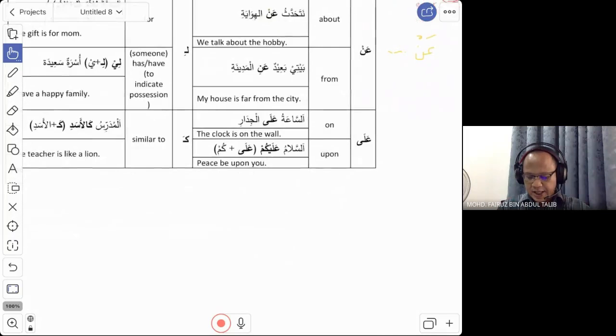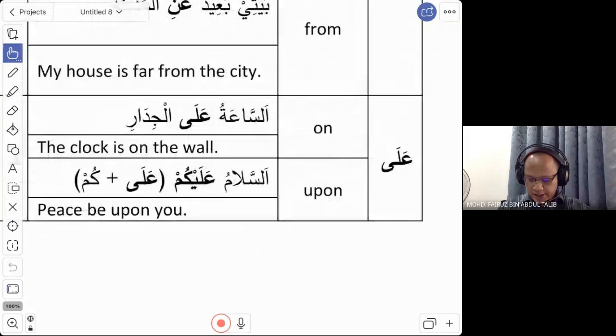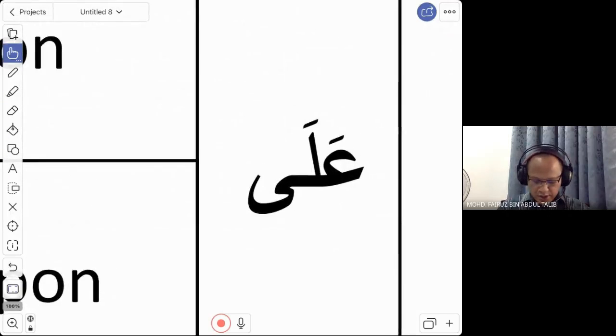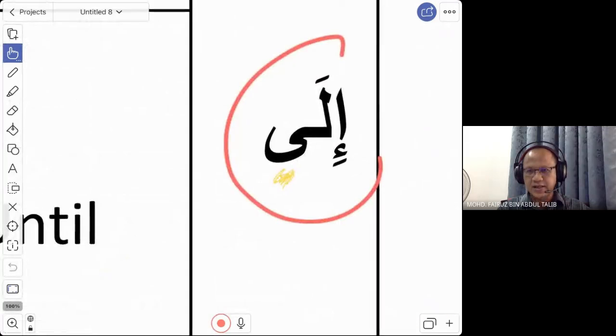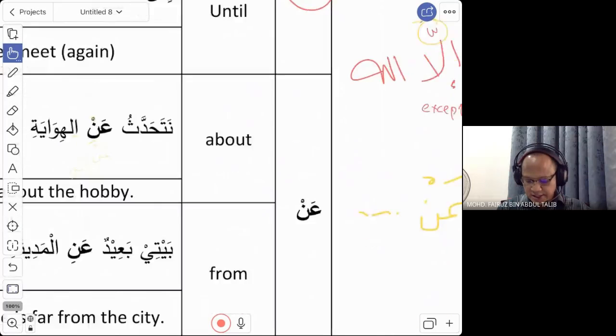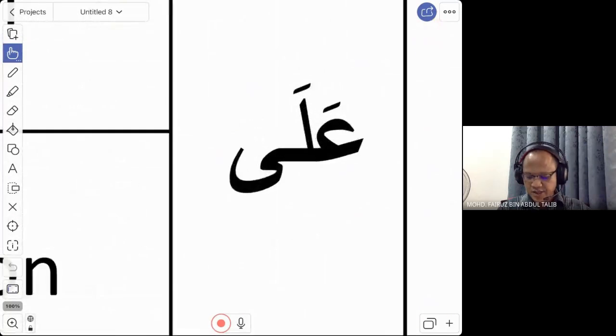Okay. Now another word that is also important: the word ala. Just now we had ilah. You see, two different words. Just now it was ilah, now it is ala. So what is ala?